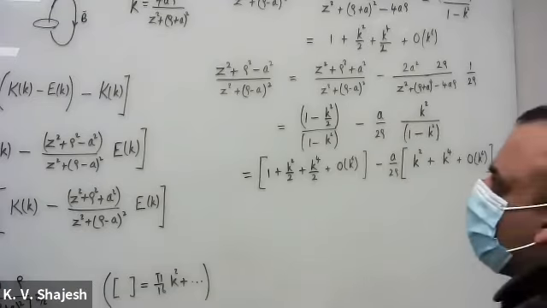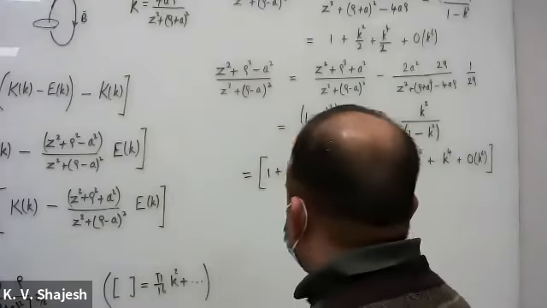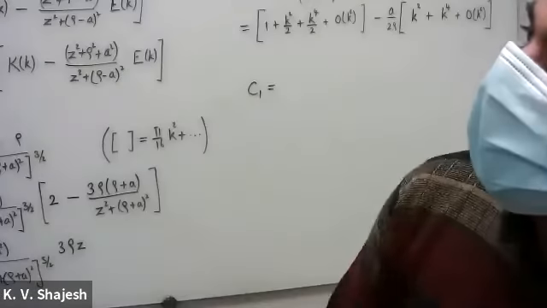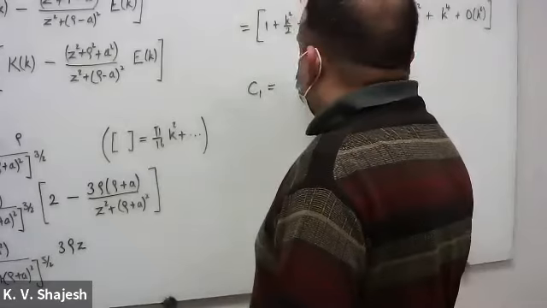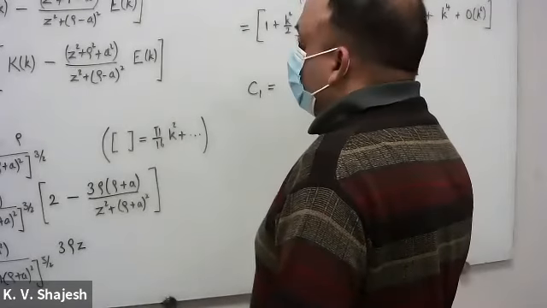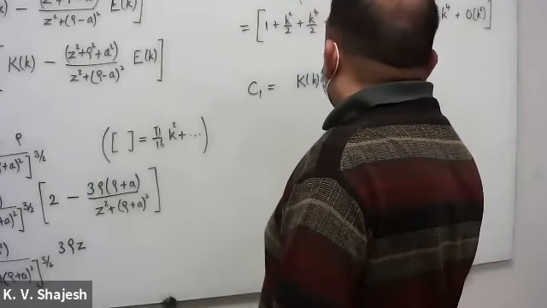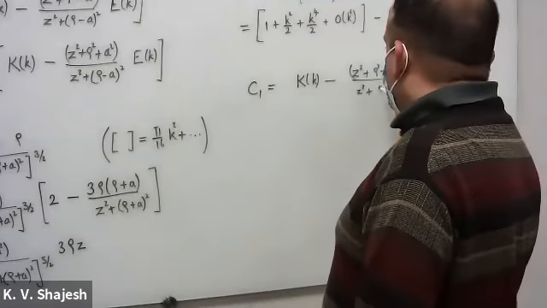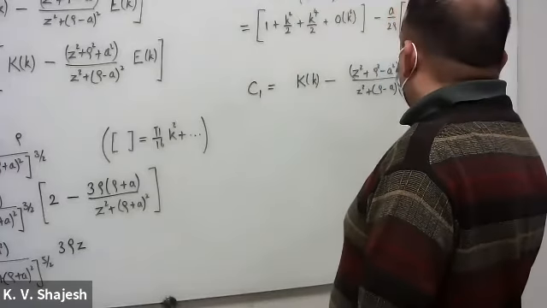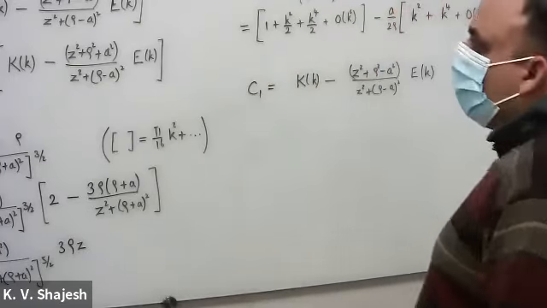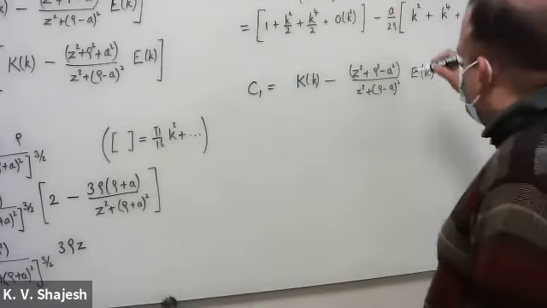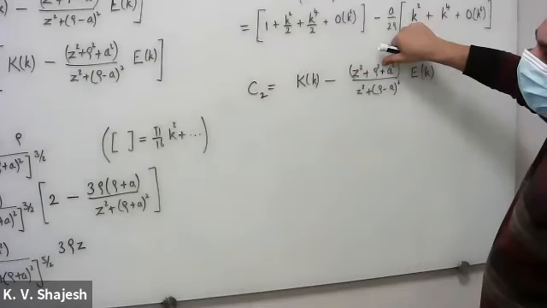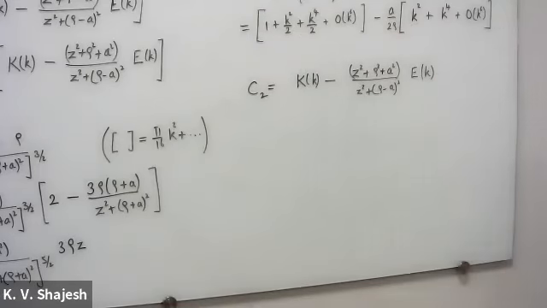Earlier we defined C1 to be equal to k minus (z² + ρ² − a²) divided by (z² + (ρ − a)²) times E of k. Let me call this C2 first. So let's call it C2. C2 is with the plus sign here, and everything else is exactly the same.